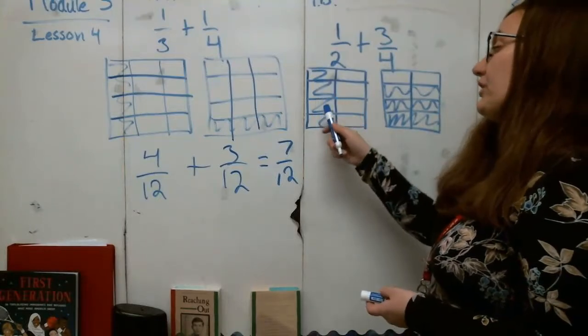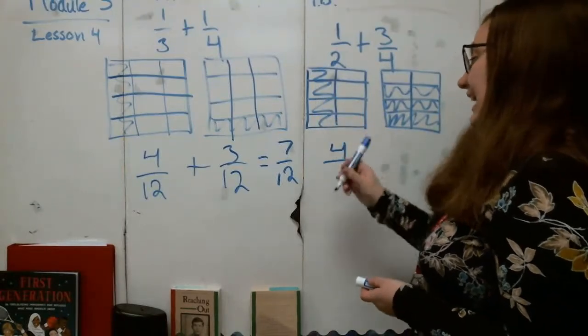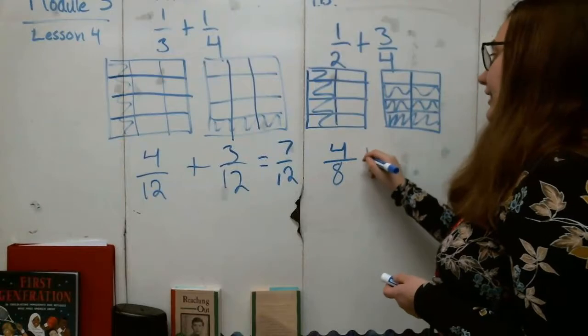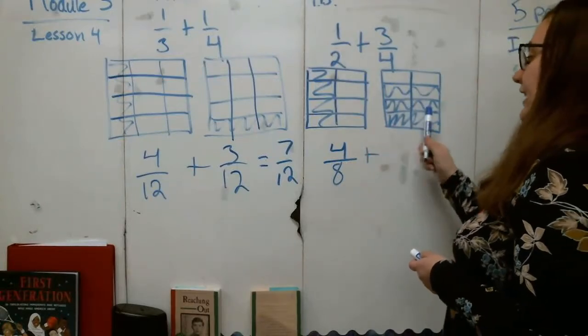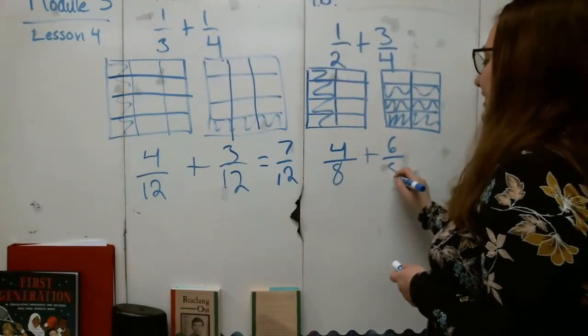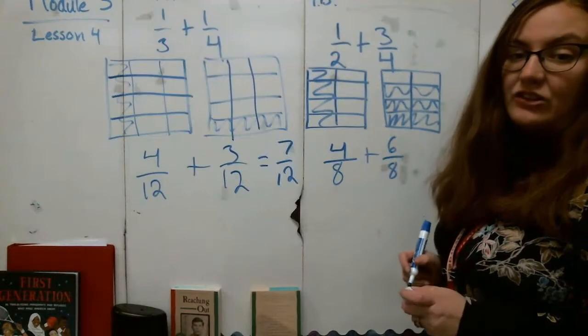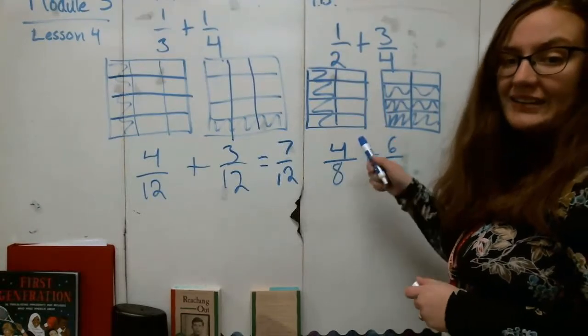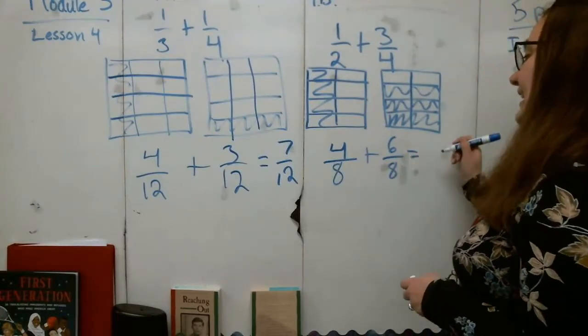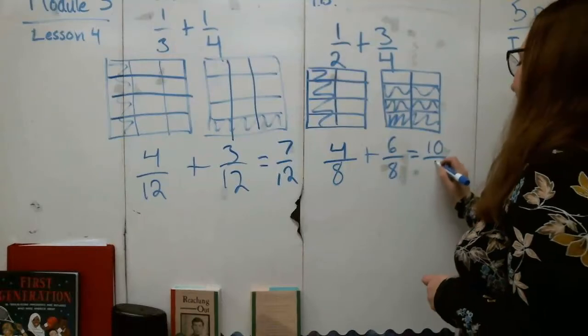Then I'm going to show what my new equivalent fractions are. So I have 1, 2, 3, 4 eighths plus 1, 2, 3, 4, 5, 6 eighths. And then I need to add these two fractions up. So I have 4/8 plus 6/8, and that gives me 10/8.